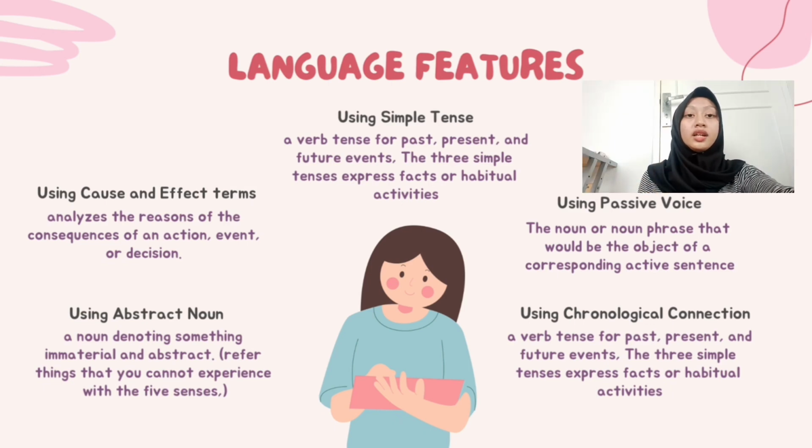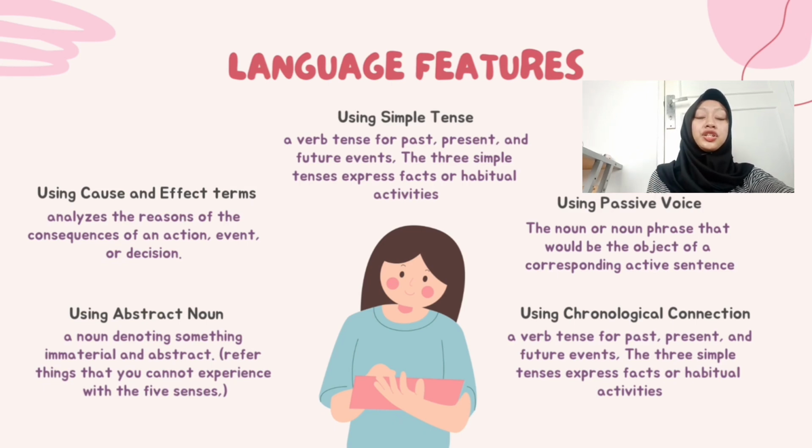The second one is using passive voice. The nature of explanatory text is to explain phenomena that naturally occur. Because of its analytical nature, the explanation text frequently uses passive voice. A passive voice is a sentence whose subject is subjected to an act or activity.